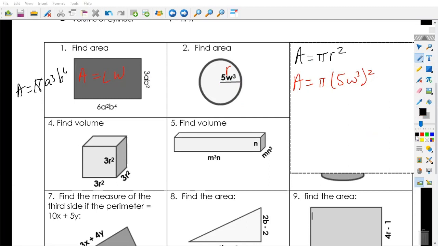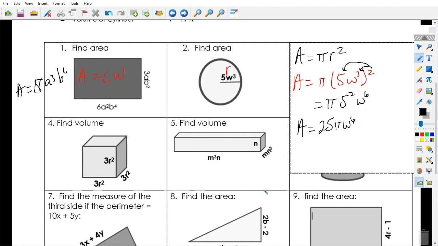So we've got to distribute the power. You get a power of 2, you get a power of 2. So it becomes pi 5 squared w to the what? W to the 6. Because the power rule is you multiply. All right, what's our area? What's 5 squared? 25 pi w to the 6.